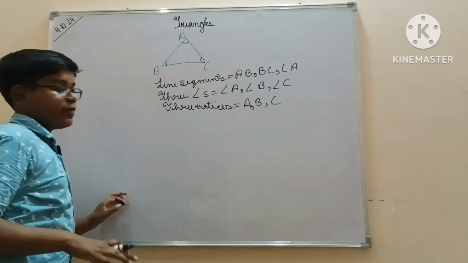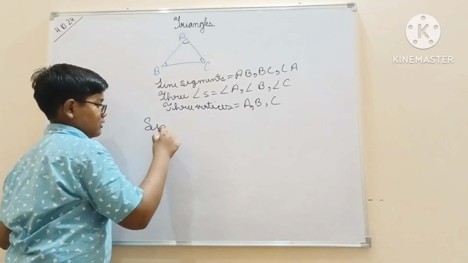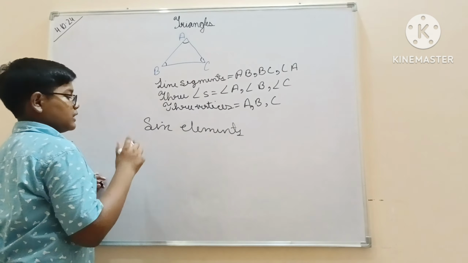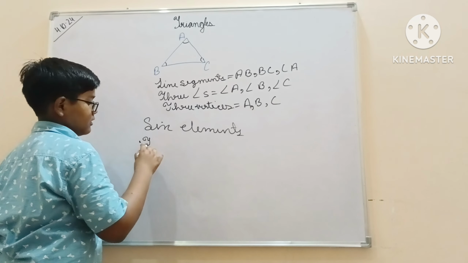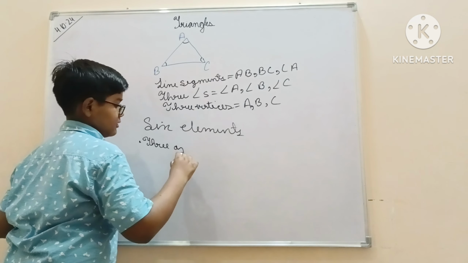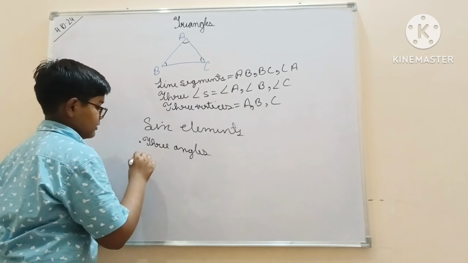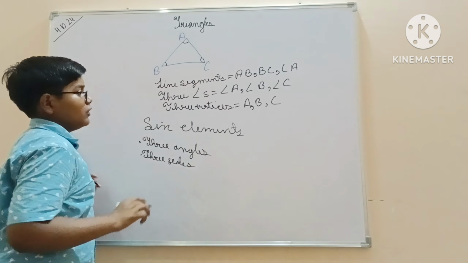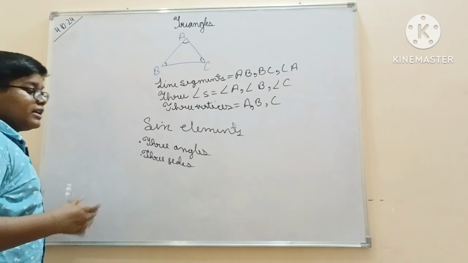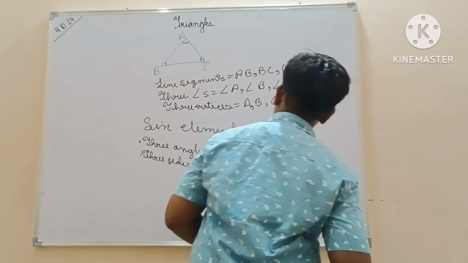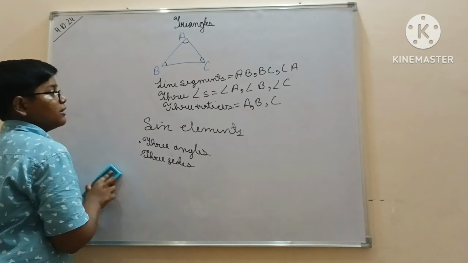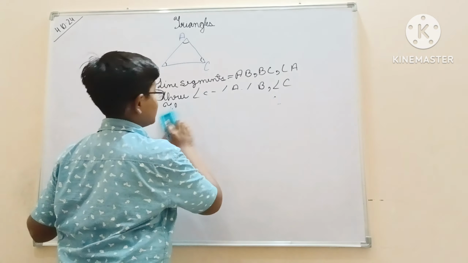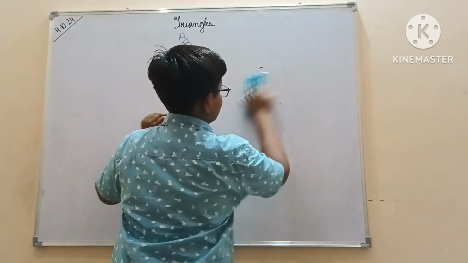A triangle is mainly composed of its six elements. Of the six, three are angles and three are sides. This is the composition of the whole triangle. Now there are many types of triangles, and mainly there are six types of triangles. This is the information for making you understand all six types of triangles.